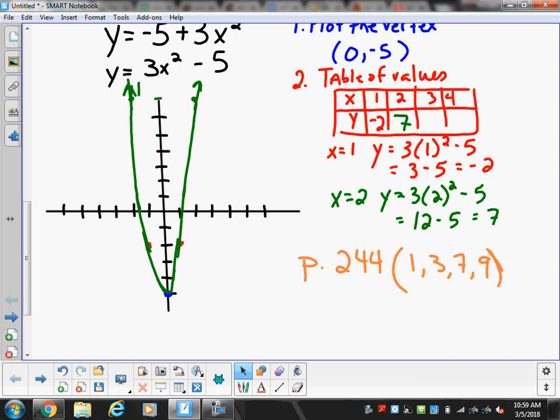So the assignment for this section is going to be on page 244 in the textbook, and it's going to be problems 1, 3, 7, and 9. So there's 4 problems. Just a minute. So, I mean, you've got 15 minutes now. You can get a lot of it done now.